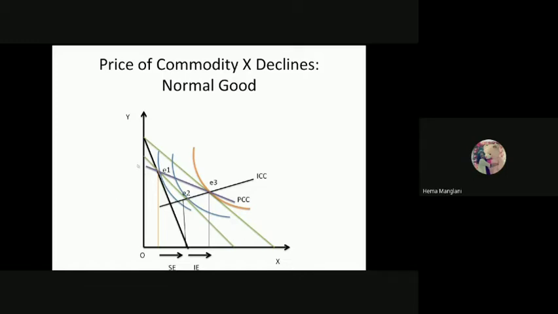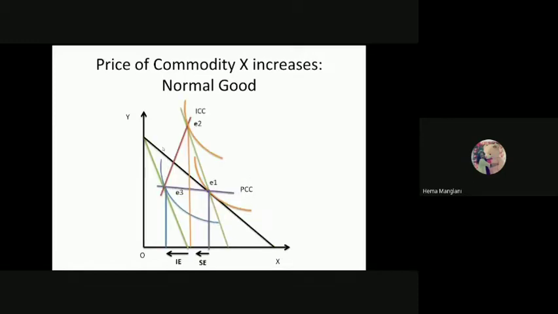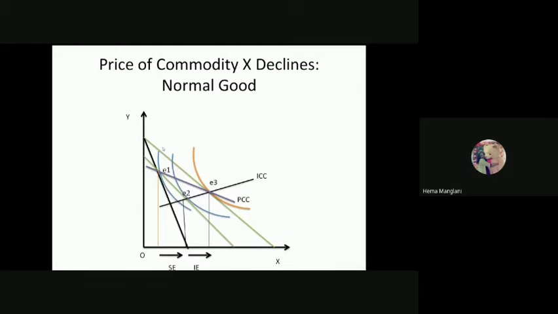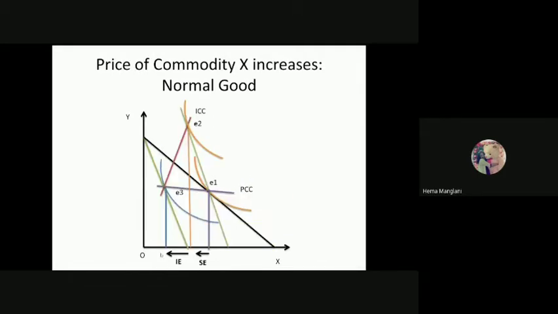You can also take a case over here. The price of commodity X increases. In that case, the pivot would, oh sorry, the green line would come in this direction. Okay, and the pivot would come in this direction. And similarly, you would see the case of X increases. Okay, I have already drawn this case, the case of commodity X price increasing for the normal good. Now see, the reverse case says what?